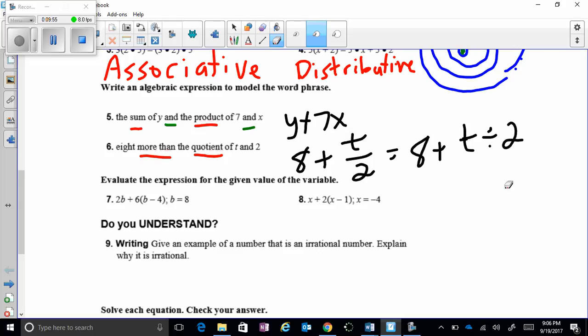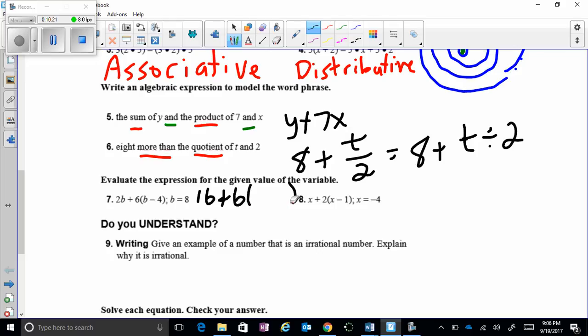So really watch out for those scenarios. Okay, next we're going to use substitution. So we're going to plug in, and every time we see a b, we're going to put in an 8, and then we're going to use order of operations to solve. So when I plug 8 into this expression here, I'm going to have 2 times 8, 16.